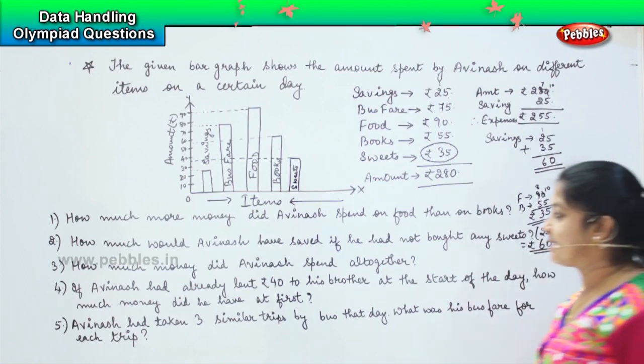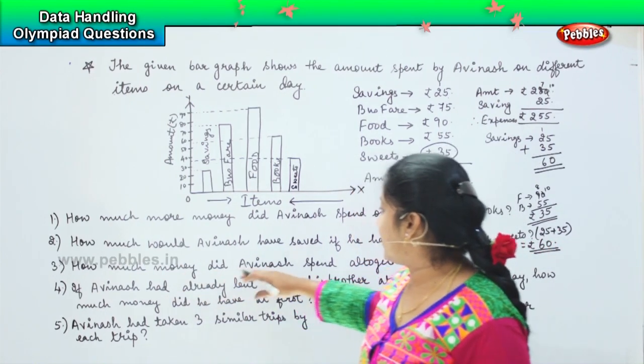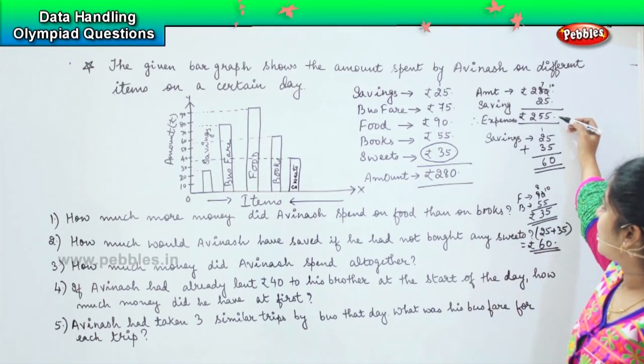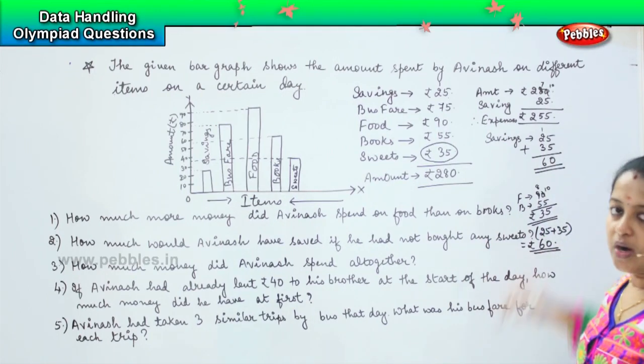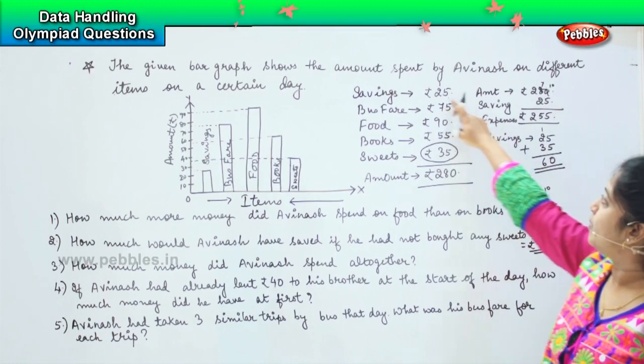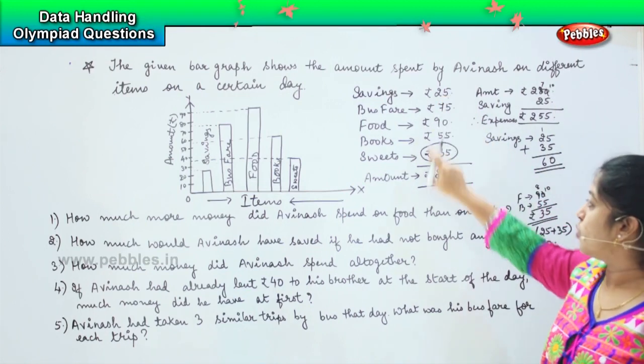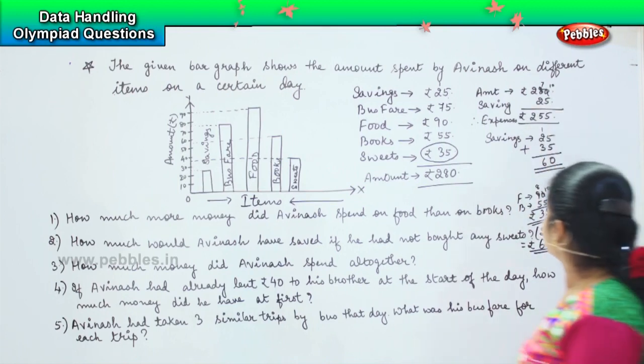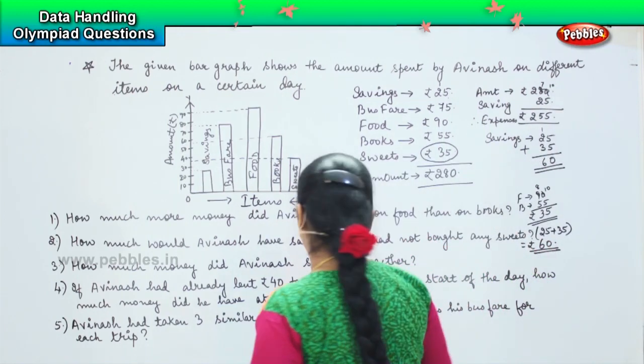Okay. The next is, how much money did Avinash spend altogether? As I said, the amount he spent is 255, because the 25 rupees is a part of his savings. So we cannot write this amount. We have to write the expense amount. So the amount is 255 rupees.